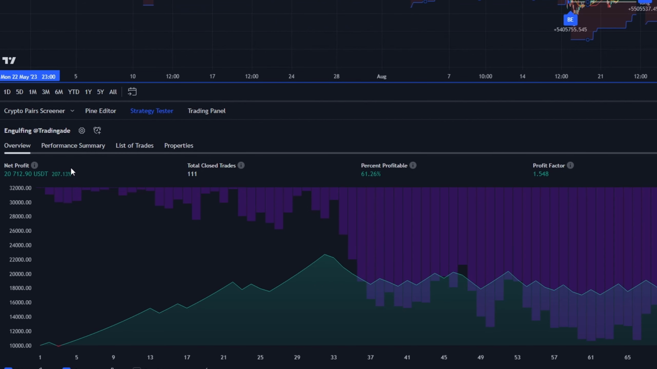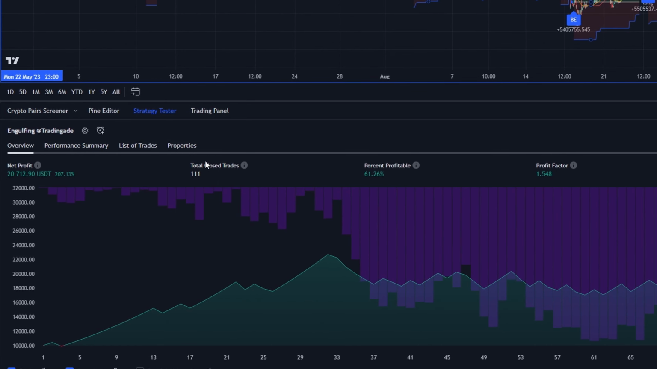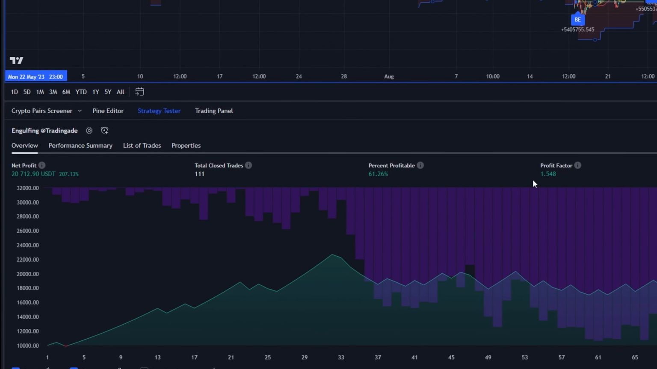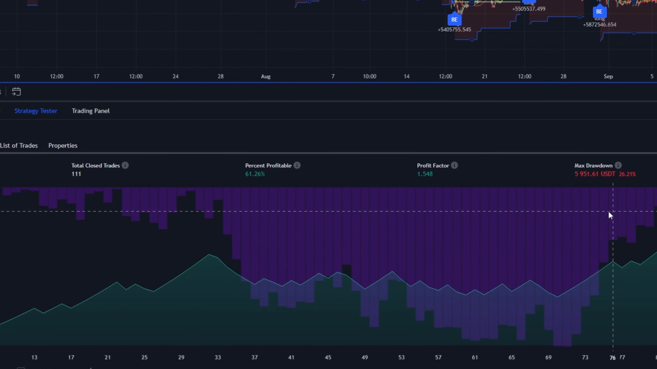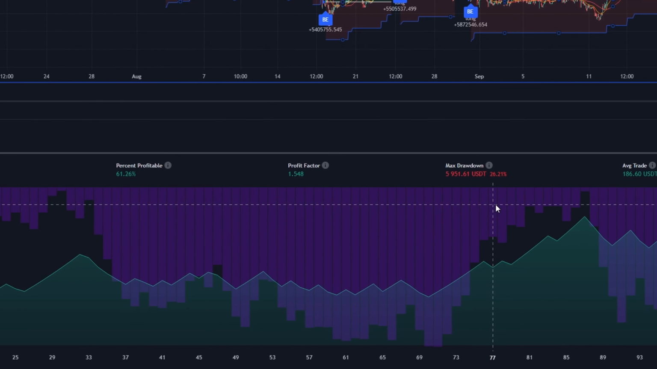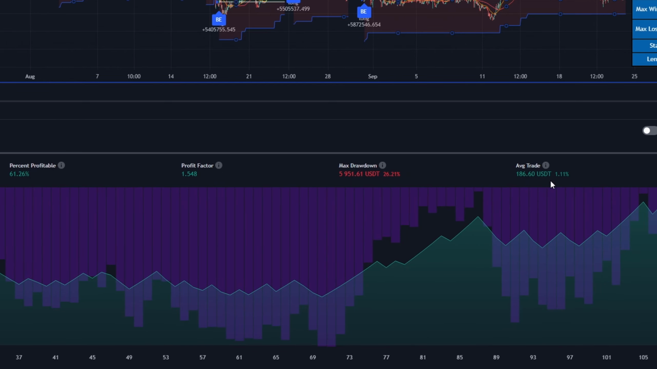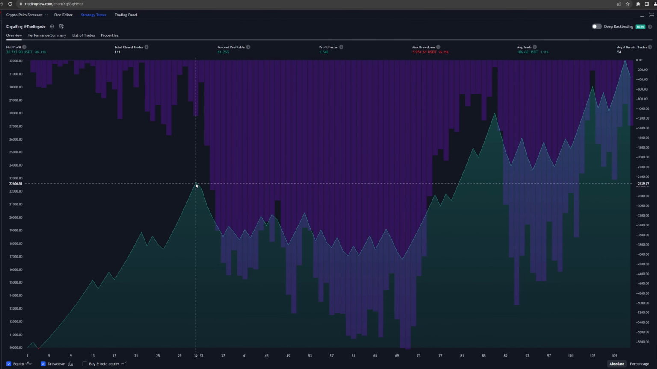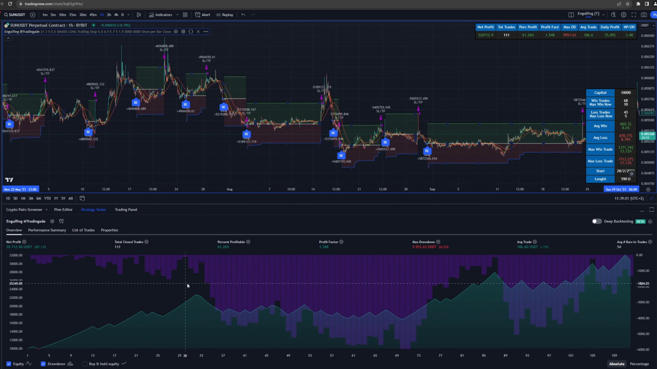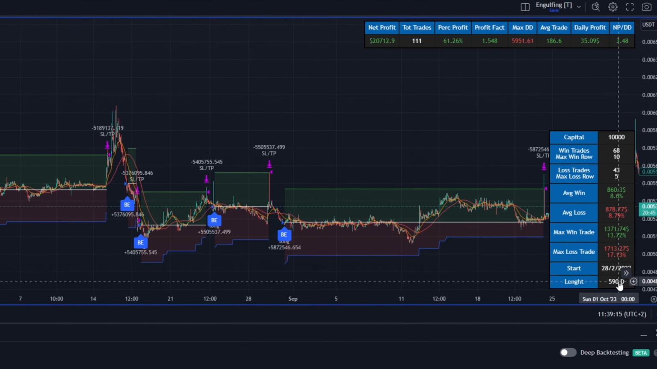Net profit 207%, 111 trades, 61% percentage profitable, profit factor 1.5, max drawdown 26%, average trade 1.1%. The equity line has a run up and then there is an equity downtrend. It's not really a downtrend, it's more a ranging period. Anyway, from here to here, no money in our pocket, but from this drawdown period till here, cover this bad period. We are backtesting about to here.